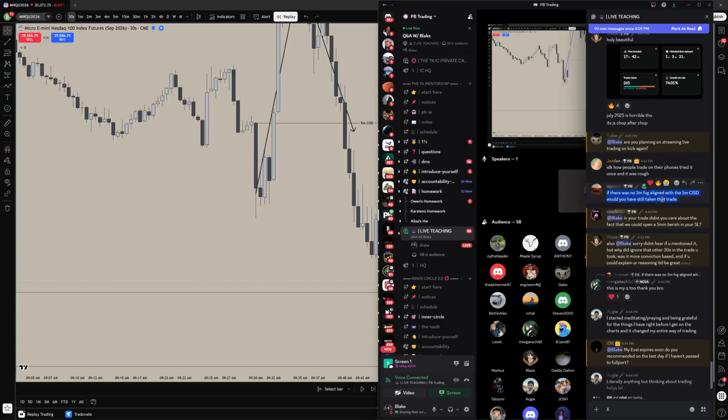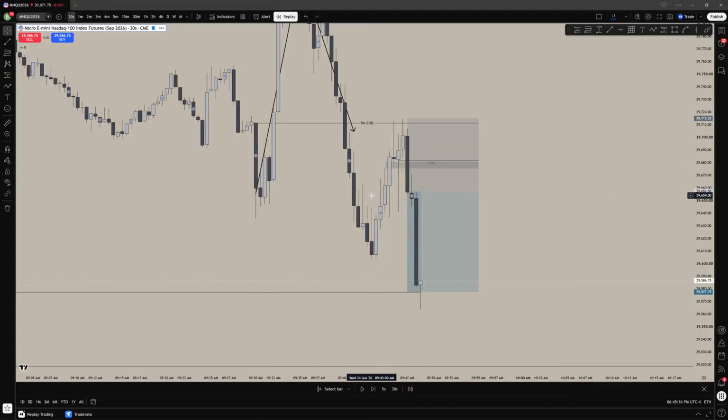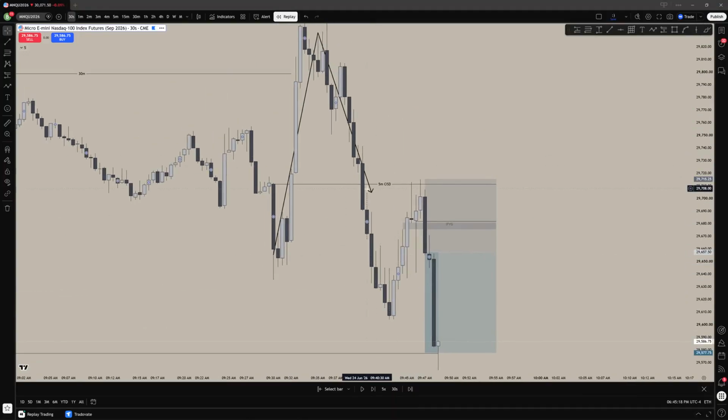So if there was no 3-minute FVG, I got blind. Yeah, I would say so. And your trade didn't care about that fact? No. Being everything I just explained with the retrace, we already rebalanced the range. The 5-minute change in state is going to send us lower as well.